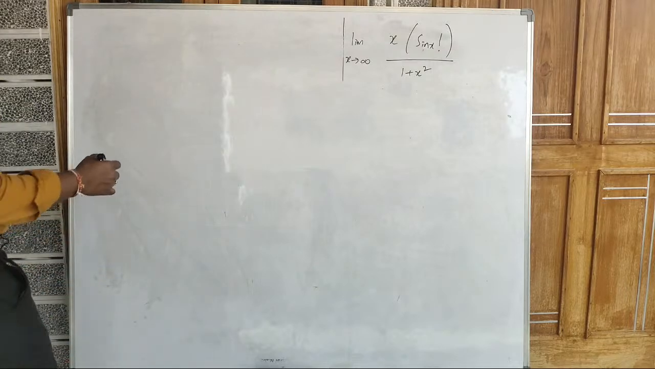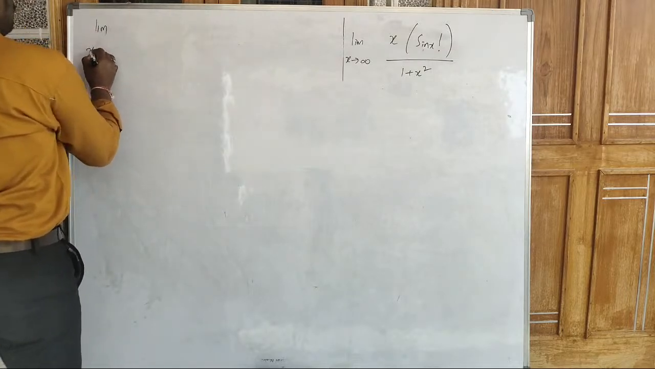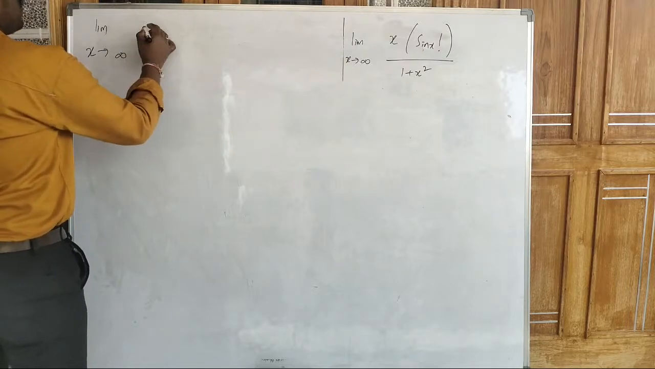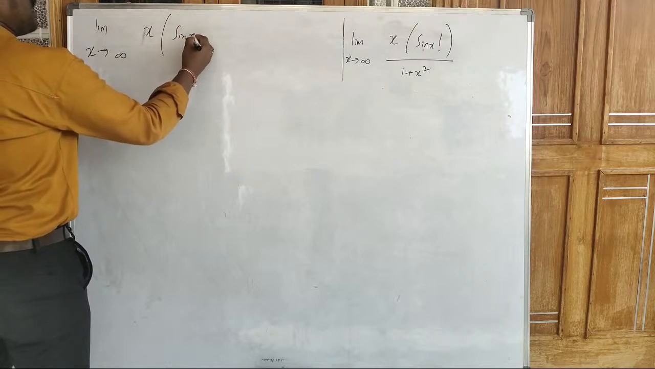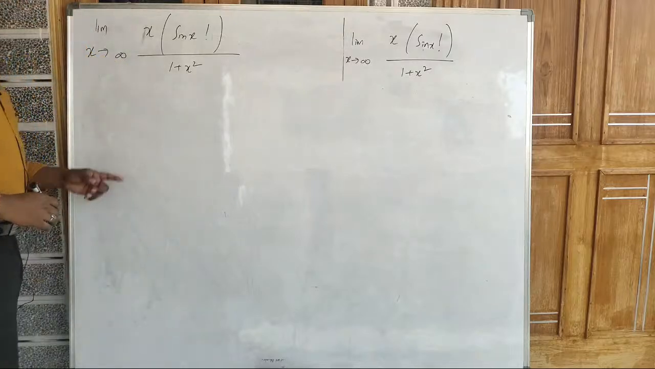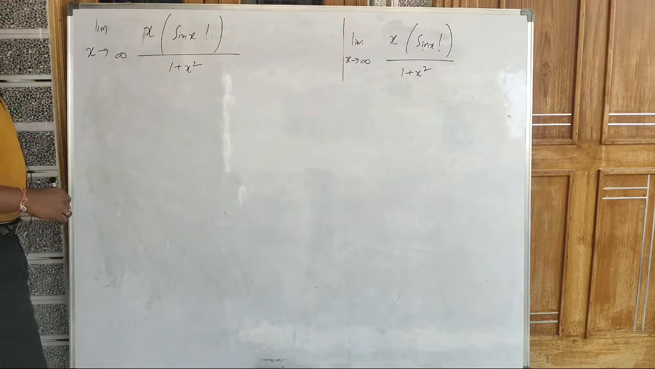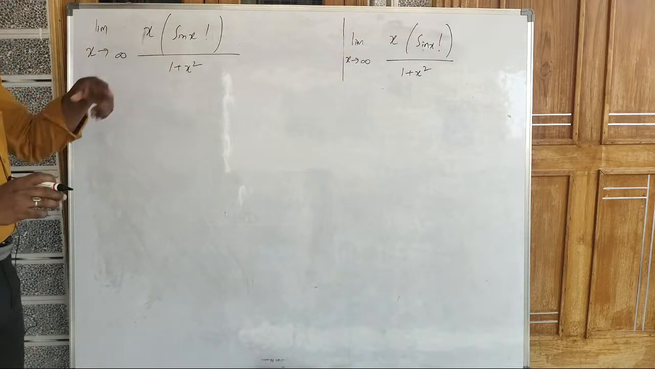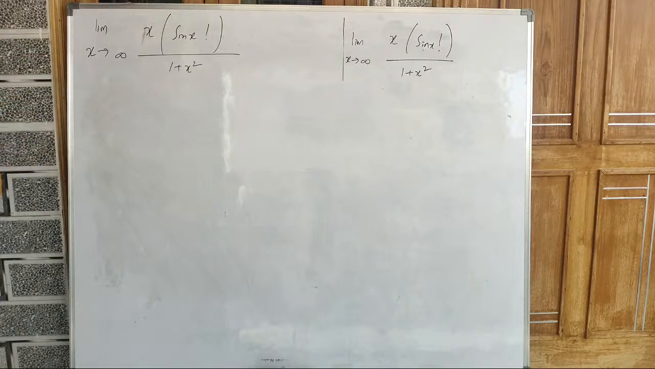I will give one more question as homework. So limit x tending to infinity, what I have? x into sin of x factorial divided by 1 plus x square. See, this is what you have. It's an interesting question. Sin x factorial is a value. You know sin x is a numerical value. Do you know what sin x is? Sin 30 degrees is 1 by 2, sin 90 degrees is 0.